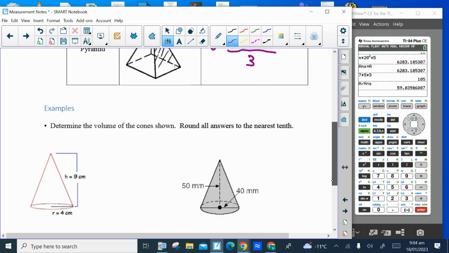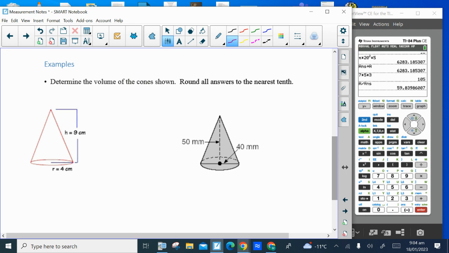So those are the two formulas that we use for this portion. The first one there is just a cone, so you'd use the formula. The second one, same type, except with the first example, you're given r, the radius. The second example, you're not given r the radius, you're given d the diameter. So r, the radius, would be half of the diameter. Half of 40 millimeters would be 20 millimeters.